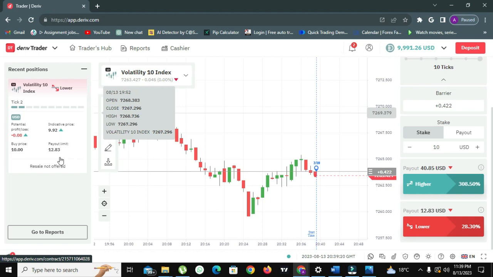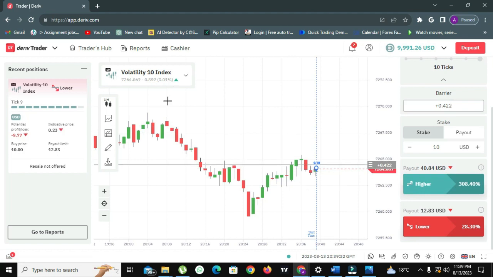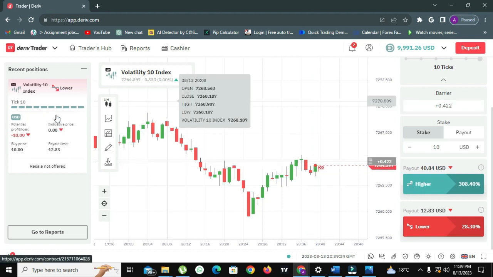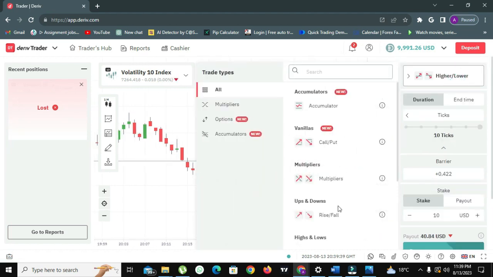If it goes down, how much do I make? Let's see how much I make. I'm supposed to make 12.83 if it moves 4.22 down. Now I have lost. You see, that's how this works. The high and low are the best if you are able to analyze them.